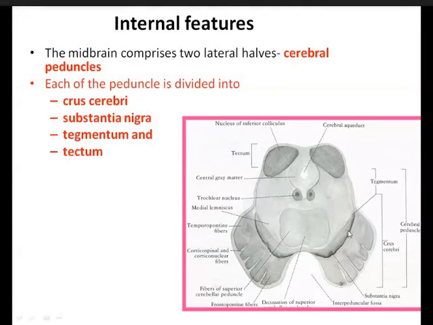The darker one is the substantia nigra. From here to the cerebral aqueduct is the tegmentum, and the remaining portion is the tectum. So each cerebral peduncle is divisible into crus cerebri, substantia nigra, tegmentum and tectum. The demarcation between the crus cerebri and the tegmentum is the substantia nigra, and the demarcation between the tegmentum and the tectum is the cerebral aqueduct.